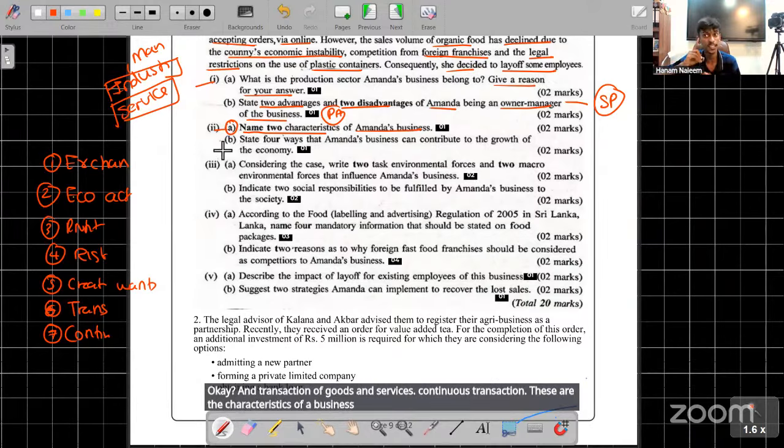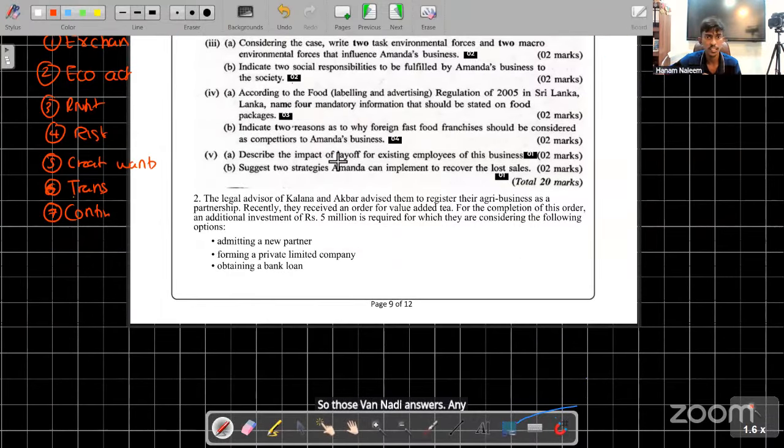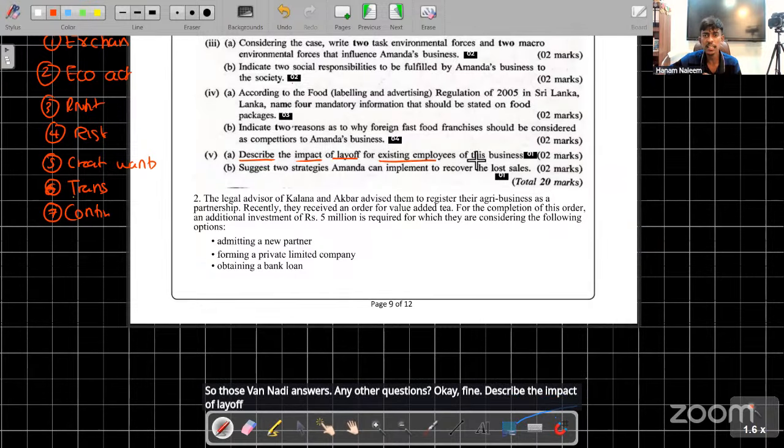Be careful. Next, state four ways that Amanda's business can contribute to the growth of the economy. So you know the ways we studied: employment opportunities, GDP, increasing the living standard, innovations, fulfilling the wants. Those are the answers. Any other questions? Okay, fine. Describe the impact of layoff for existing employees of the business. This is a practical question.